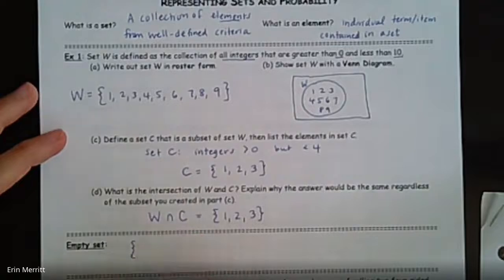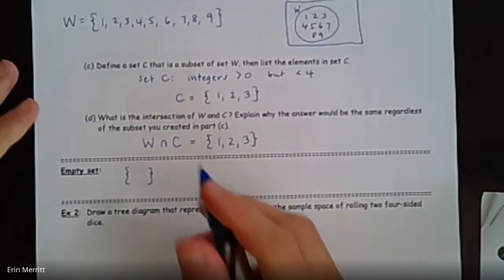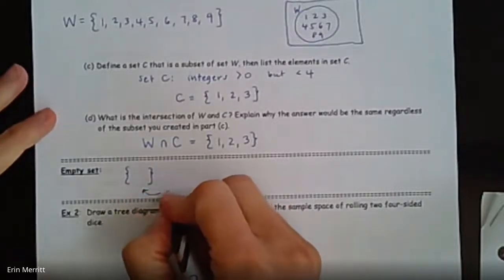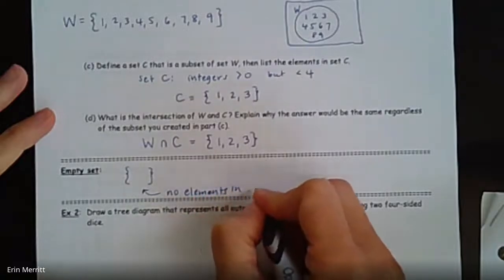Literally draw your cute little curly bracket and put nothing inside. That is called the empty set. So I'm going to write it as there are no elements in the set.